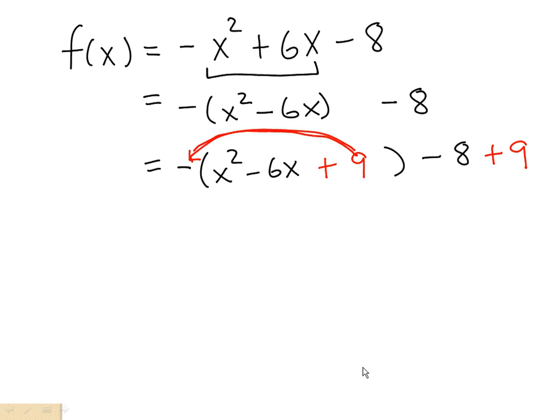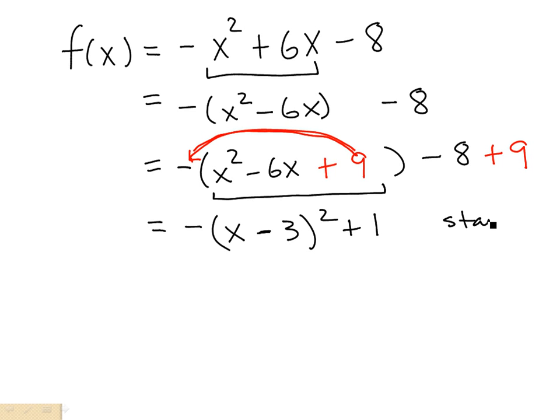Okay, so let's complete the square. We have negative. This should be a perfect square trinomial now, so it's something squared. It's x, square root of 9 is 3. And to get that minus sign, we need a minus here. And then we're going to finish by adding negative 8 plus 9, which is plus 1. So this is our standard vertex form.